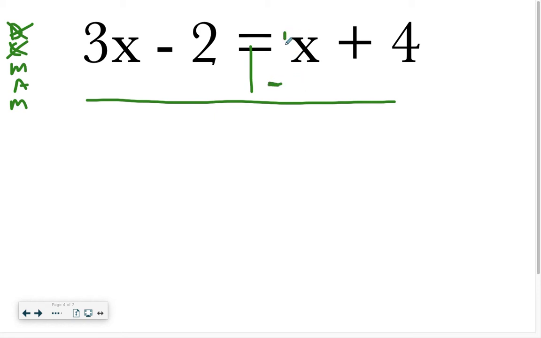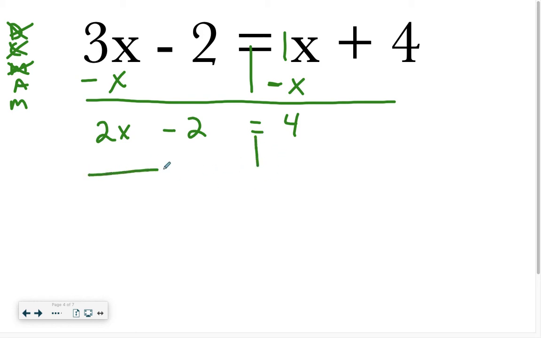So right here, that's a 1x, right? That 1 has invisibility power. So I'm going to say minus 1x, minus 1x. So now I have 2x minus 2 equals 4. Okay, so I moved the variable to one side. Now I have the add and subtract.